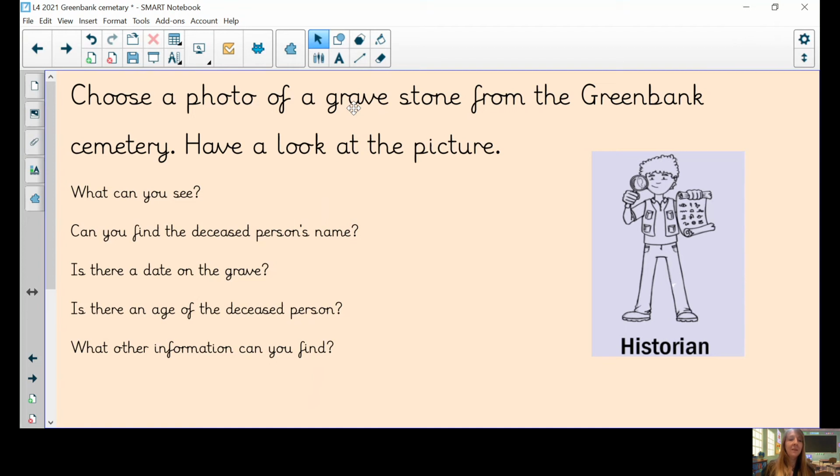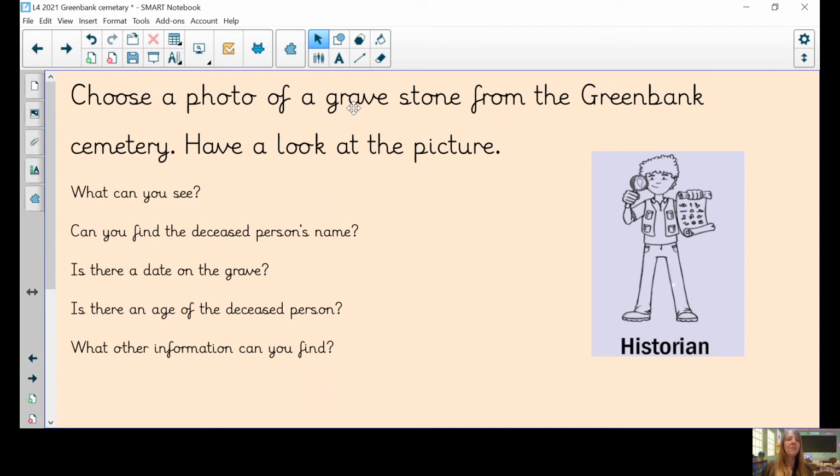The next question, is there a date on the grave? If you can find a date on the grave, I'd like you to write that down. Is there an age of the person that's died? Sometimes there is an age written on there, what age they died at. Sometimes you have to work it out because it tells you when they were born and when they died, so you might have to do some maths. And sometimes it doesn't tell you.